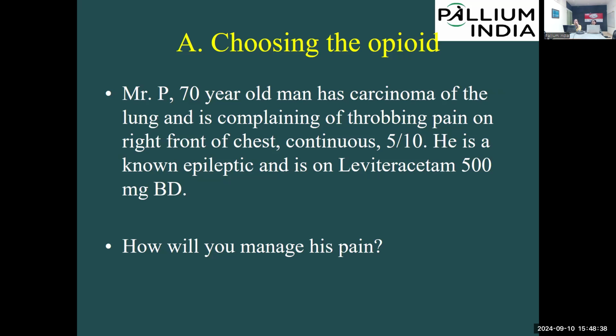Please respond. You can either unmute yourself and talk, or you can type in your chat box. So what would be the best opioid for this patient? The patient has a continuous, throbbing kind of pain, with a severity of 5/10. The patient is a non-epileptic and is on an anti-epileptic drug.